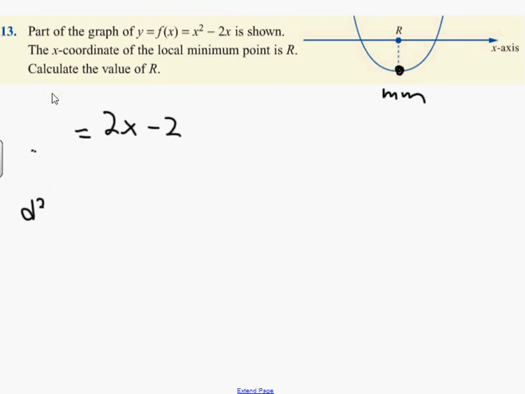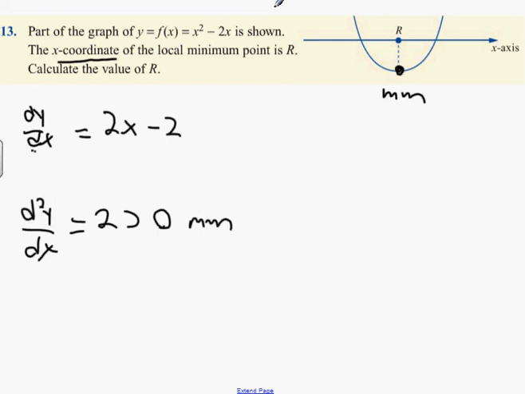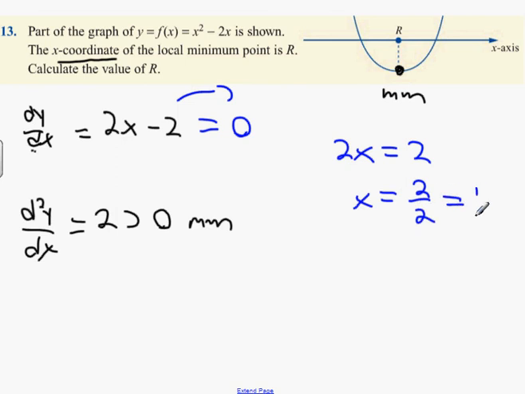First derivative is 2x minus 2. Second derivative is 2. 2 is bigger than 0, hence it's a min. So you know straight away it's a min, Sean, okay? Now it's asking you for the x coordinate. Remember we solved the first derivative equal to 0. Bring 2 out the other side. 2x equals 2. x equals 2 over 2, which is 1. x equals 1, and you're done. Any questions, anybody? I'll pause it here.